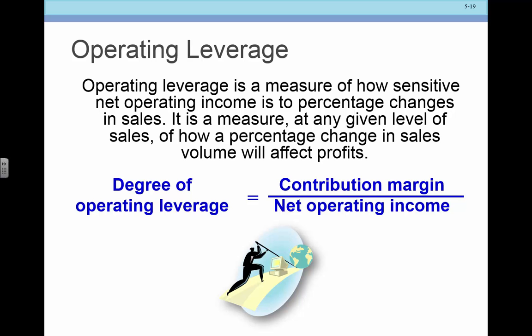Okay, operating leverage. How sensitive is my income to a percentage change in sales? The higher the operating leverage number, the more volatile. Once you've covered break even, it's gravy, but until then, pretty volatile. It's calculated by CM divided by operating income, because in net operating income all of our expenses are covered, fixed and variable.